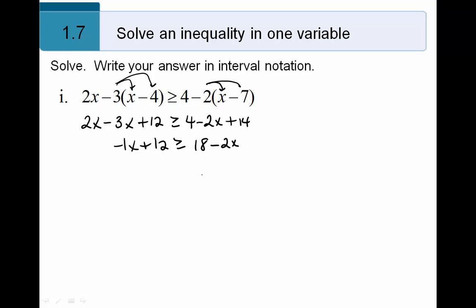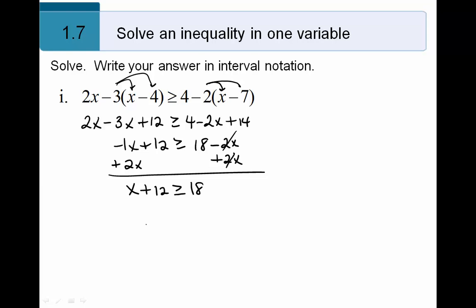Moving to steps 2 and 3, we need to get the variable term on one side and the number on the other. To move the variables to the left, we need to get rid of the negative 2x on the right, and to do so, we'll put a positive 2x on both sides. Combining the x's, negative 1 and positive 2 is positive 1x, or just x, so we have x plus 12 is greater than or equal to 18 as the 2x's cancel.